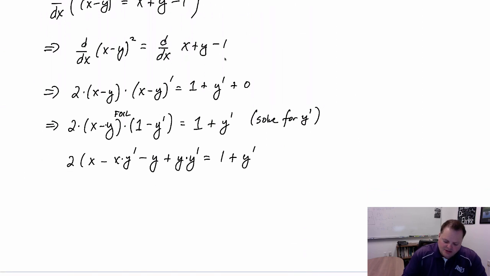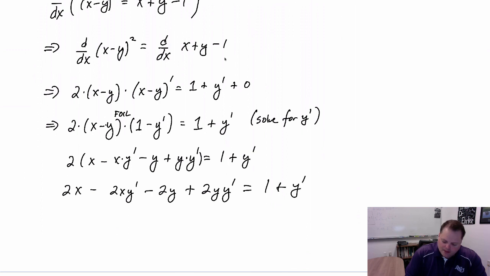And then I want to collect terms, so I'm going to collect all my y primes. So let's see, we've got 2x minus 2x y prime minus 2y plus 2y y prime. If I collect all the y primes, I'm going to take all the y primes over here on the left-hand side. So we've got minus 2x from this term, plus 2y from this term, minus y, minus, if I bring this one over, that's a minus 1. So all of those are times y prime. And then bring everything else over to the right.